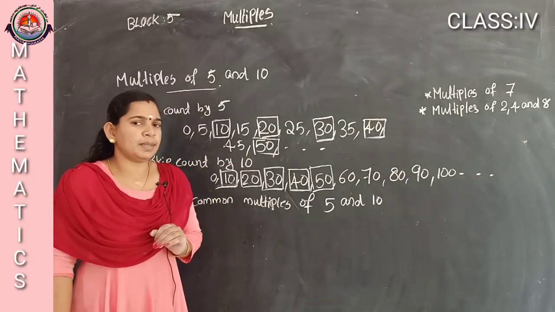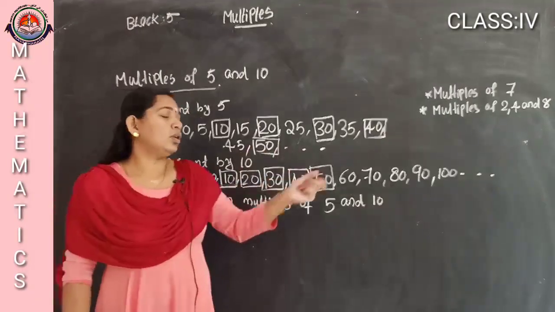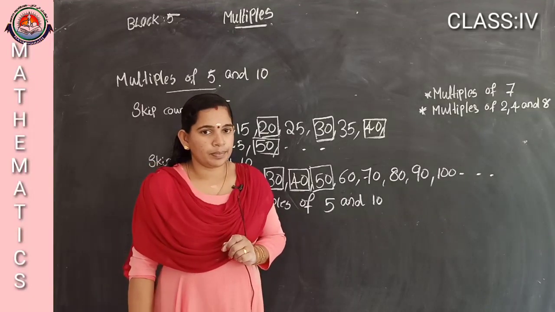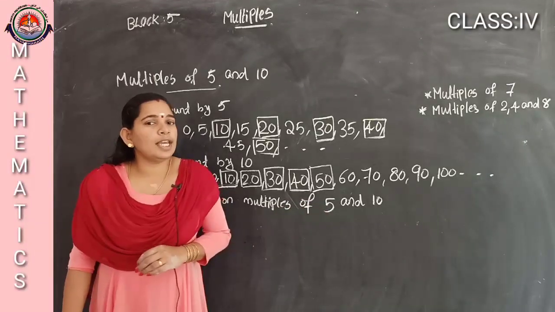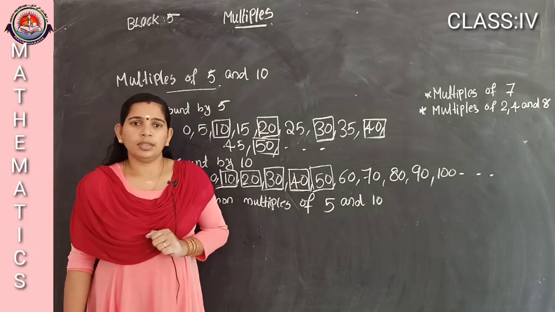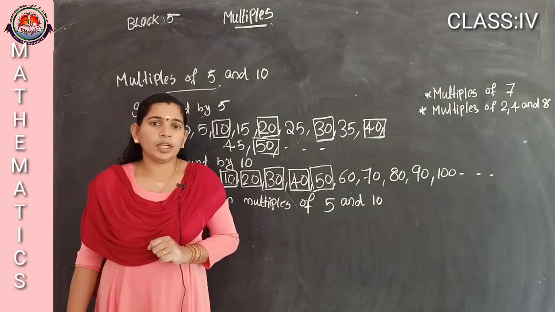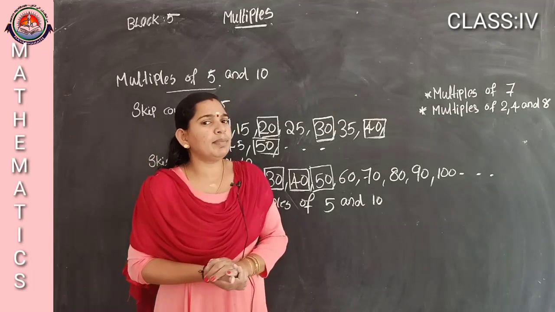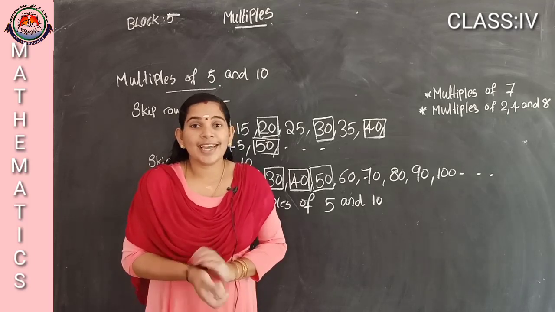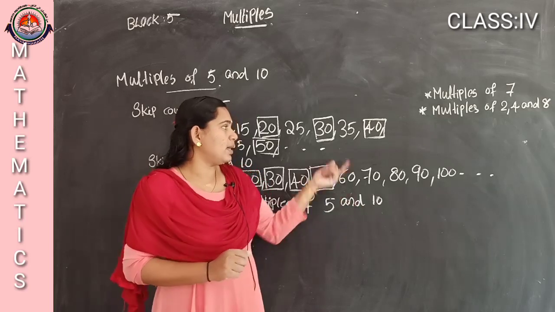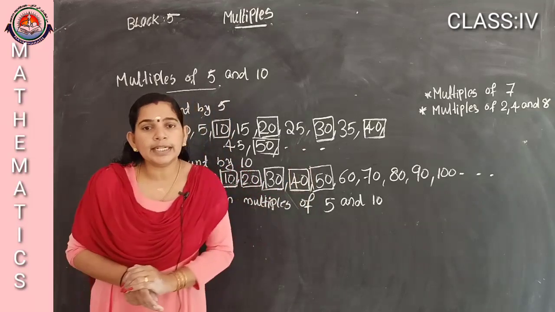This is the common multiples of 5 and 10 in between 0 and 50. What about 55? Okay, and then what is the next common multiple? Yes, 60 is a common multiple of 5 and 10. Okay, now you got how to get the common multiples.